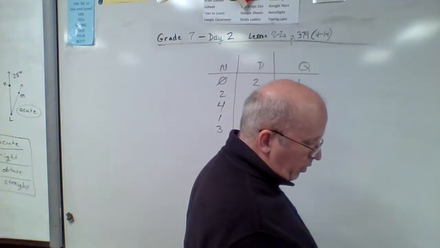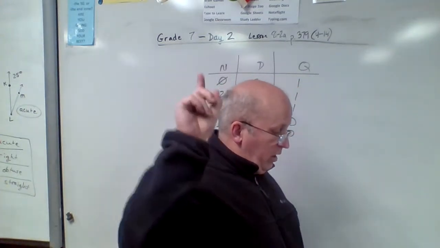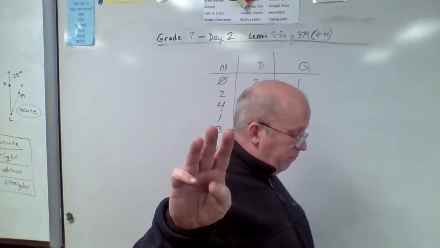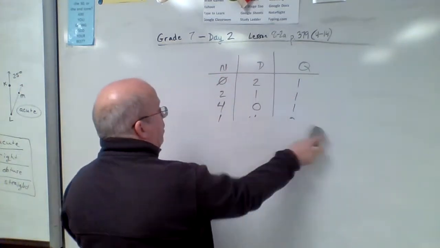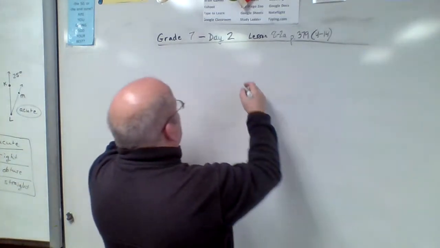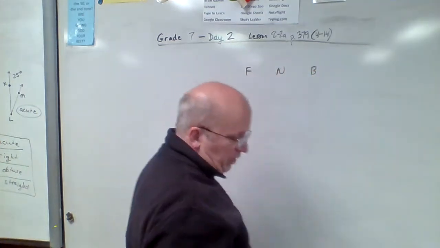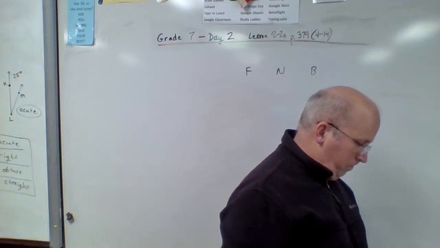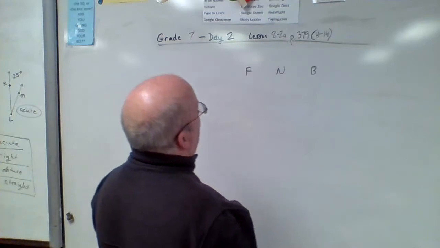Rosa checked out 3 books from the library. While she was at the library, she visited the fiction section, the nonfiction section, and the biography section. What are the possible combinations of book types that she could have checked out? Keep in mind, she checked out 3 books. 3 books. Fiction, nonfiction, biography. Those are our choices, right? How many different ways could she have done that?